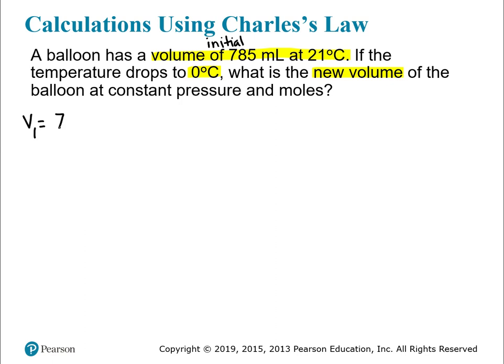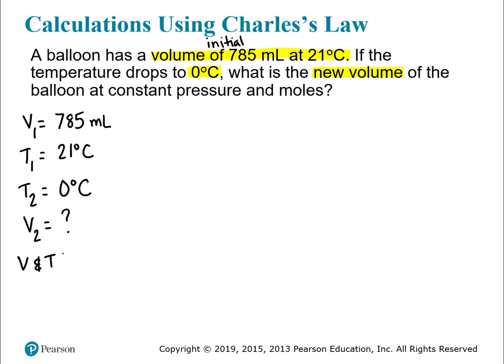V1, 785 milliliters. T1, 21 degrees Celsius. The temperature drops, so that means we are in our new or our final conditions, 0 degrees Celsius. What is the new volume? That's V2. We don't know what it is. All we see here are volumes and temperatures. When you're dealing with only volumes and temperatures, it has to be Charles's law.